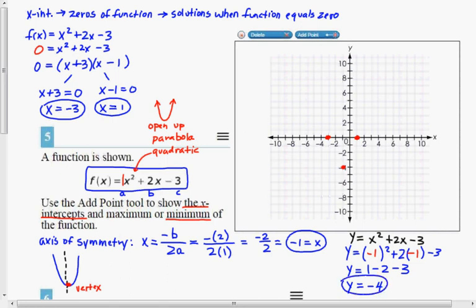Again, that verifies what I saw on the graph, that the vertex, which is the minimum point on the graph, occurs at the ordered pair negative 1, negative 4. So the algebra is a lot more complicated. You could solve this using algebra, but when you have access to the technology, use the technology.